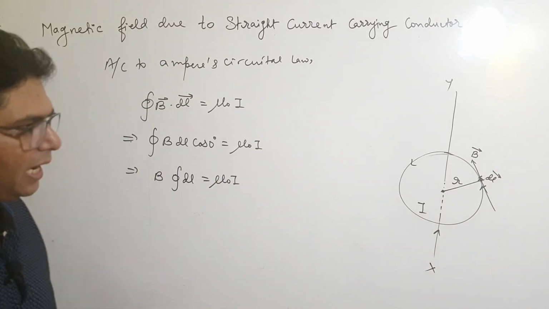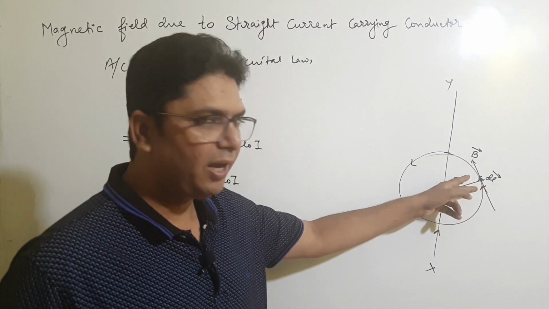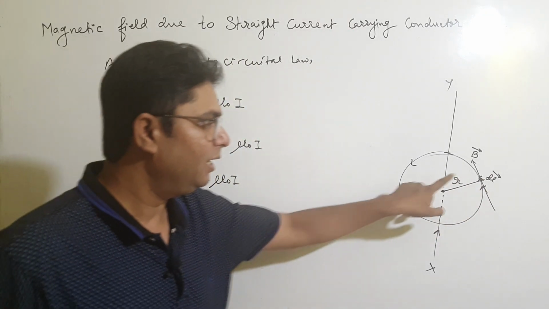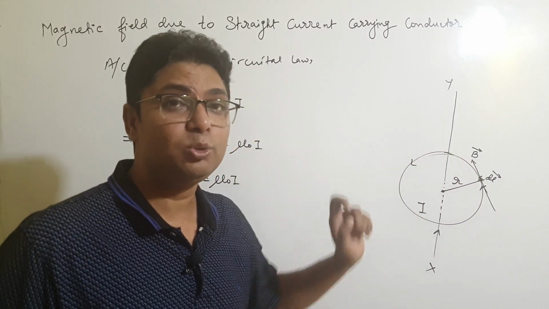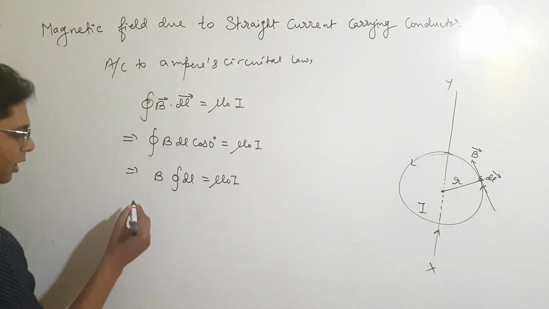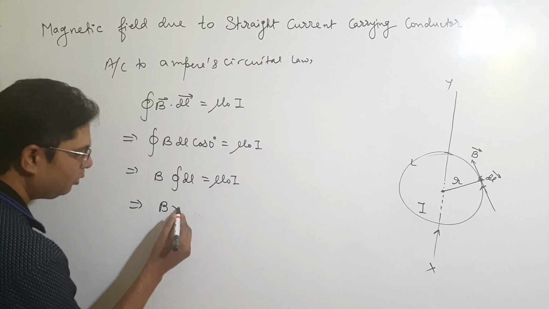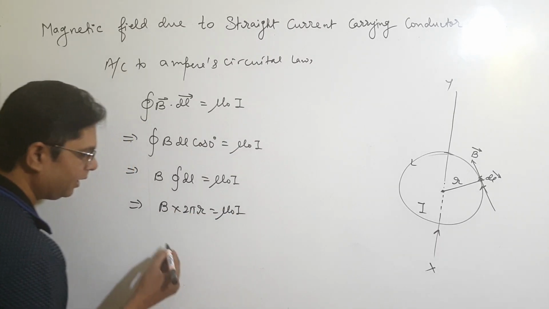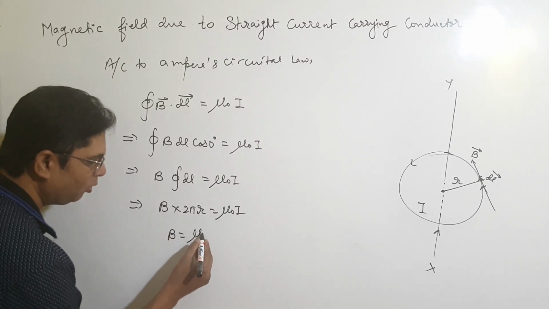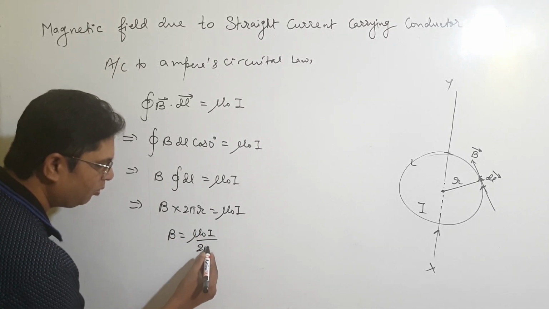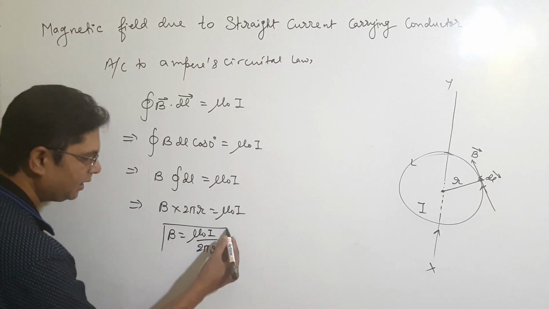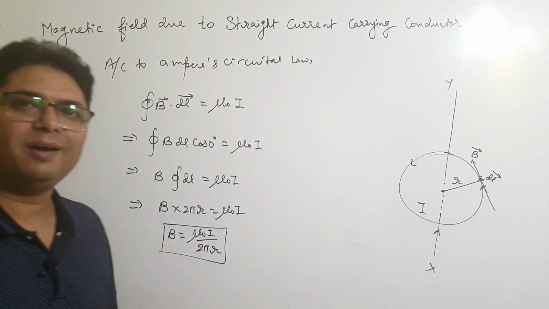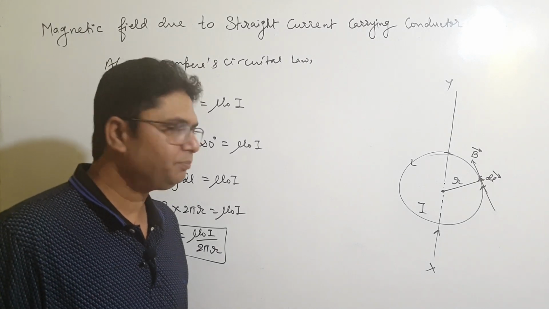Here dl is the elementary length. When we close integrate it, we get the total circumference, which is 2 pi r. So here we have B into 2 pi r equals mu naught I. So B equals mu naught I upon 2 pi r. This is the equation for magnetic field due to a current carrying wire.